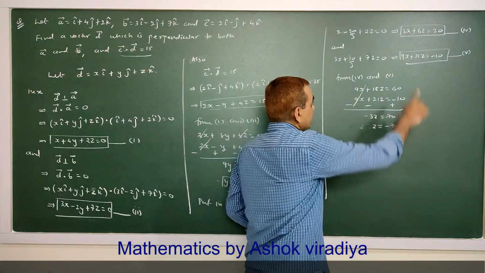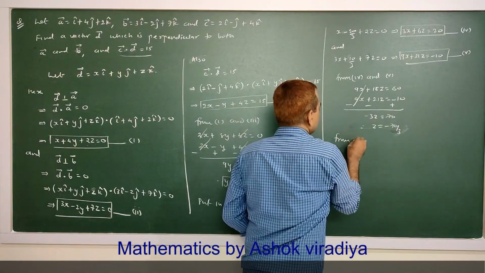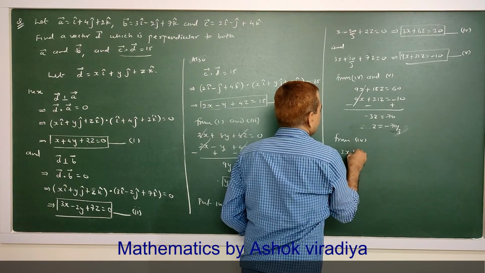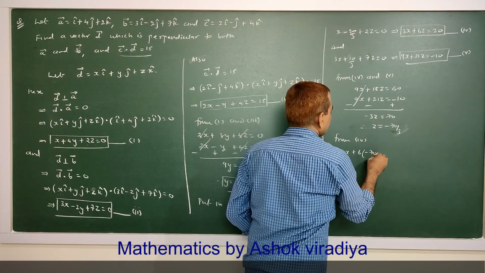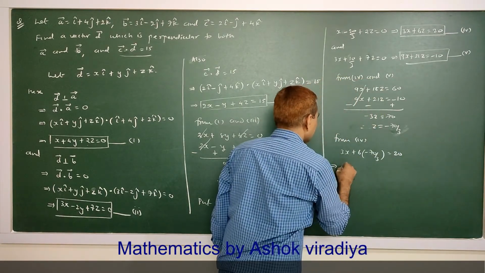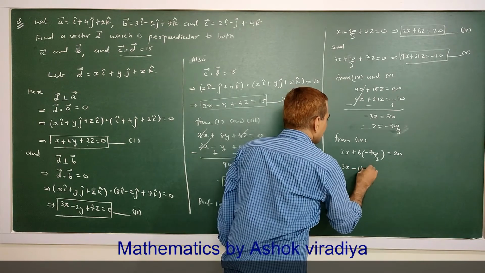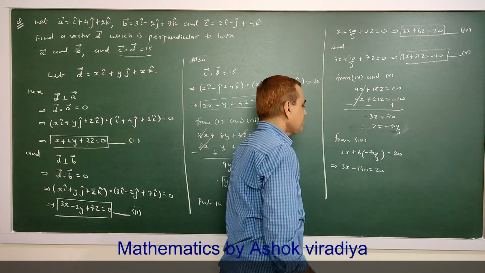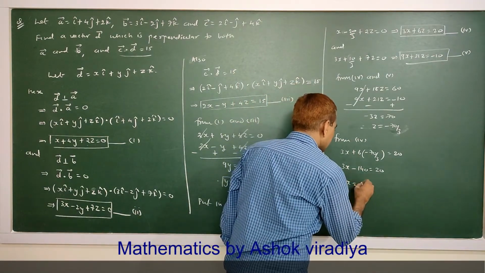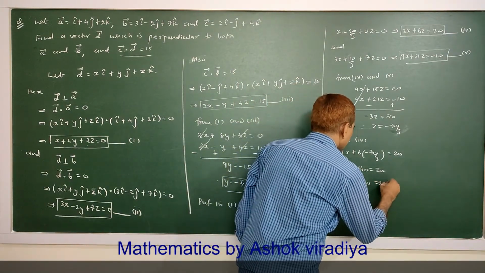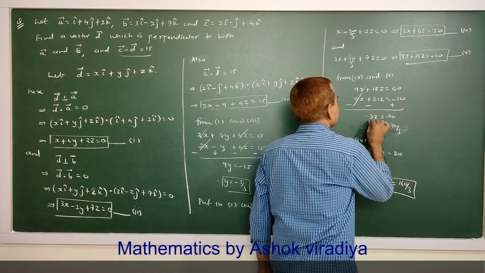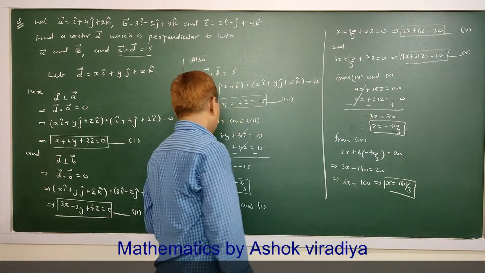Putting this value in equation 4, 3x plus 6 into minus 70 by 3 is 20. Therefore 3x minus 140 is 20, that is 3x is 160. So x is 160 by 3. So x is obtained, z is obtained, and y is obtained.